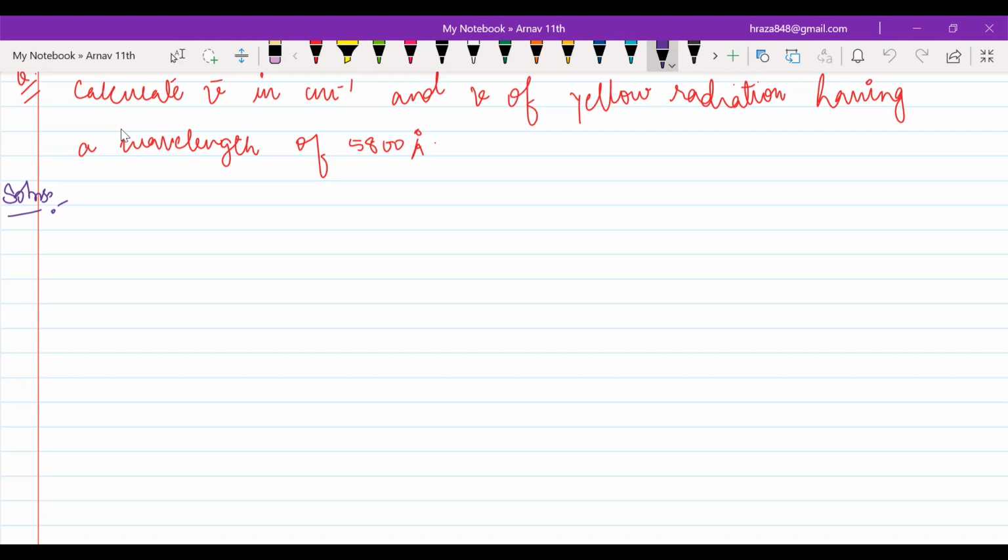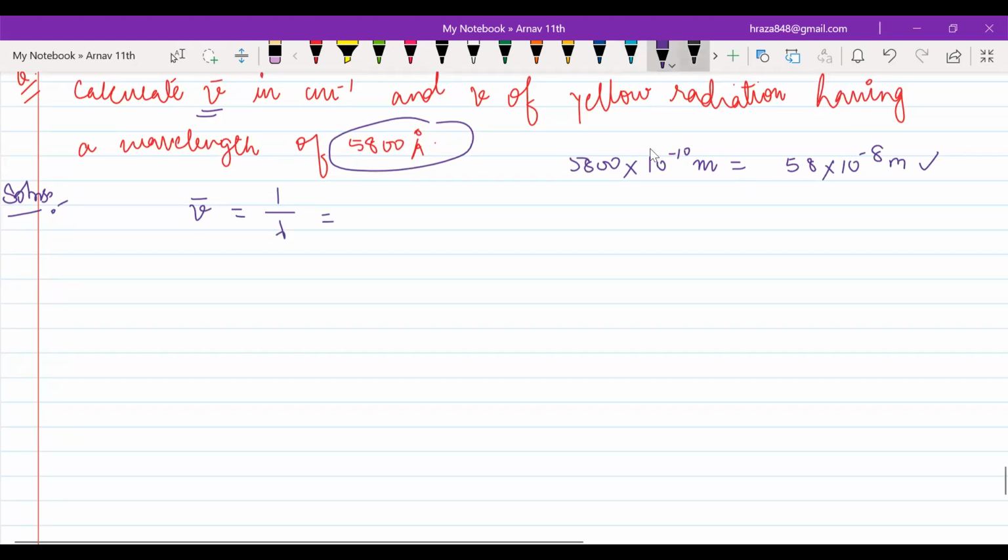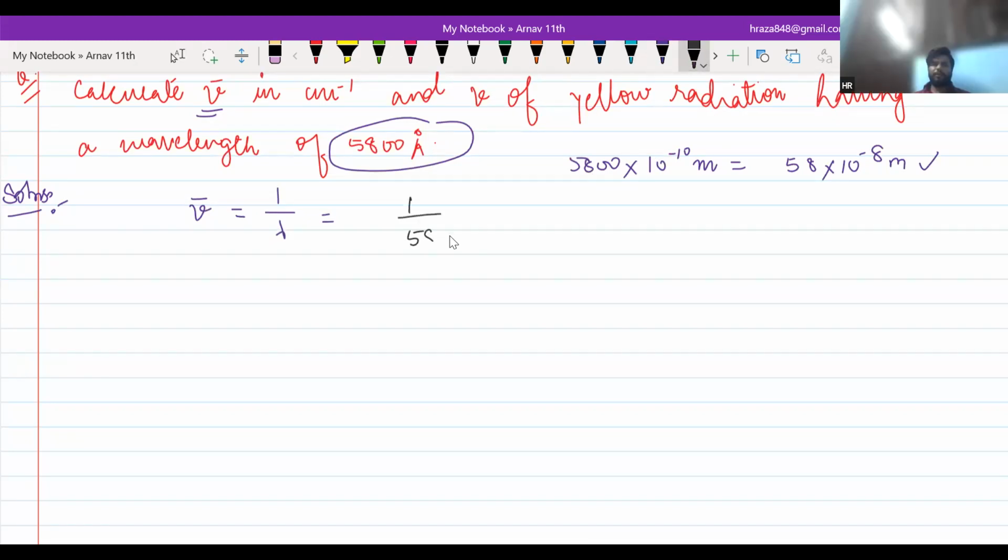Can you do this or should I explain? Sir, I got the first part. I didn't get the second part. See, it's very easy. Nu bar we need to calculate and wavelength is given. First of all, convert this lambda into meter. That will be 5800 into 10 raised to the power minus 10. We multiply and it will be converted into meter. Again, I can write 58 into 10 raised to the power minus 8 meter. Now just put the value: 1 upon 58 into 10 raised to the power minus 8, that will be approximately 1 by 58 into 10 raised to the power 8 per meter.